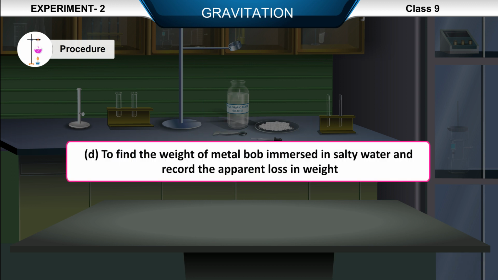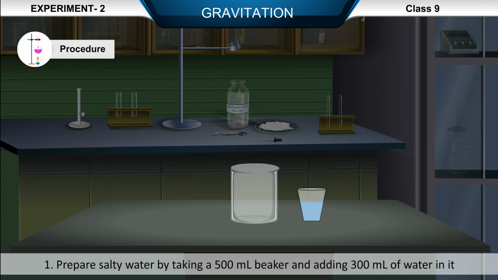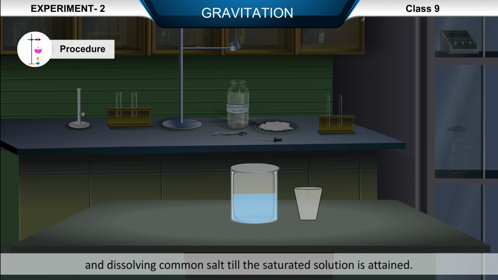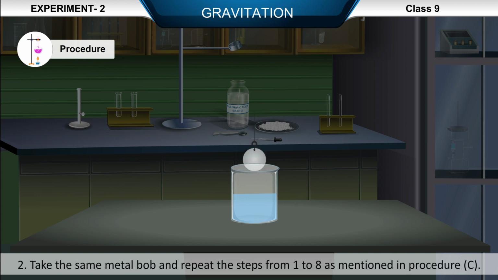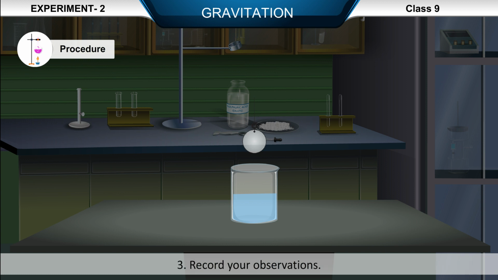D. To find the weight of the metal bob immersed in salty water and record the apparent loss in weight. 1. Prepare salty water by taking a 500 ml beaker and adding 300 ml of water in it and dissolving common salt till the saturated solution is attained. 2. Take the same metal bob and repeat the steps from 1 to 8 as mentioned in procedure C. 3. Record your observations.